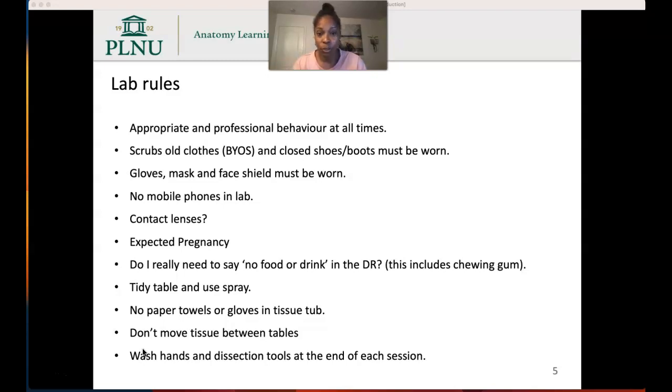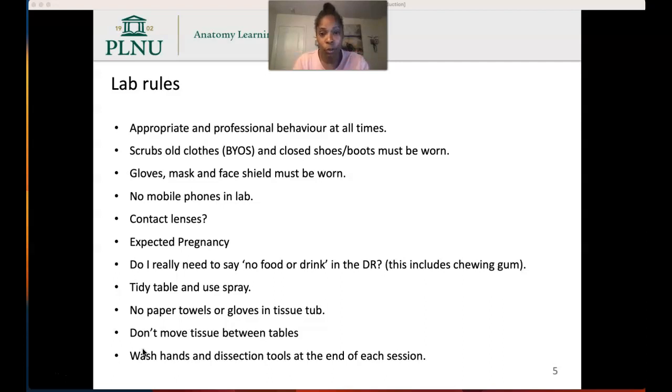We're going to be good stewards of our donors who have donated their bodies so that you all can do research and get excited and learn more about the human body, right? The recommendation is to buy scrubs, but I don't always make students buy scrubs. You can wear an old pair of jeans or an old pair of sweats. Short sleeves are preferred. In long sleeves, they tend to get wet.